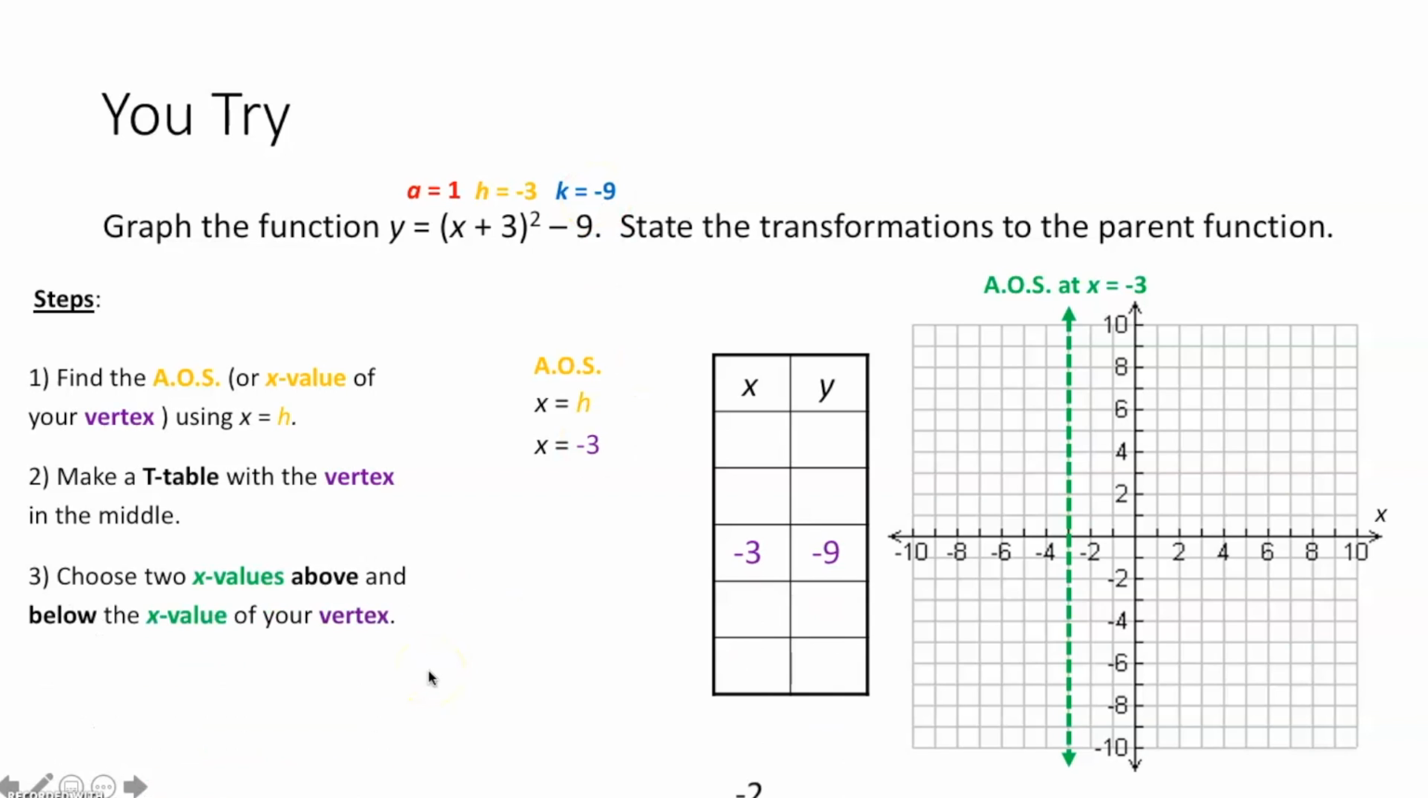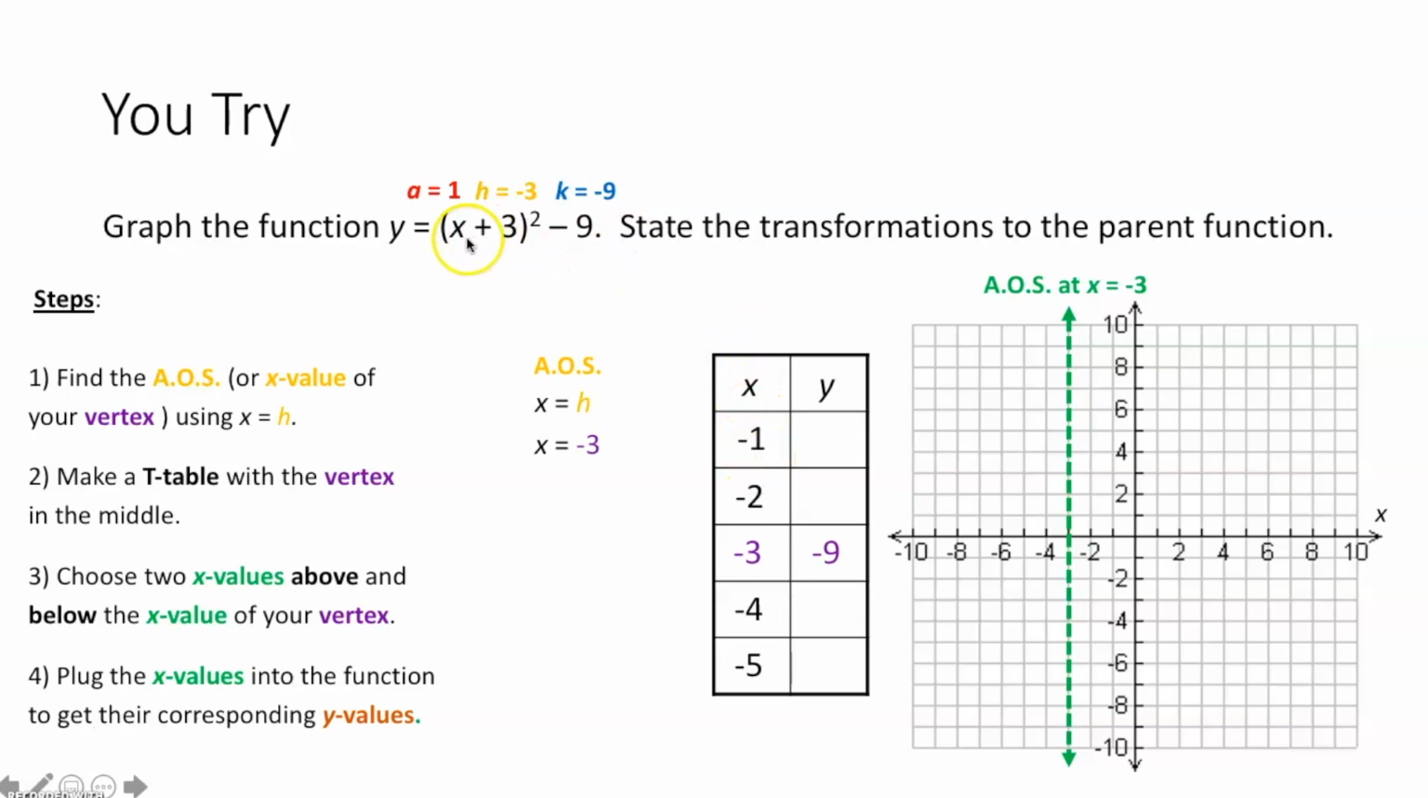We then choose two x values above -3 and two x values below -3. We then plug those x values into the original function to get the y values that go with them. So if I plug in -1 for x, remember we do the parentheses first, then we square it, then we subtract 9. So plug in -1.